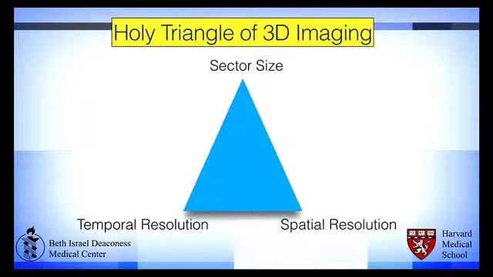But when it comes to 3D imaging, always remember this holy triangle: there are only three things that determine the quality of a 3D image. Number one is the sector size, number two is the temporal resolution, and number three is the spatial resolution. It's only a matter of juggling between what you want to see, how fast you want to see, and how good you want to see it.